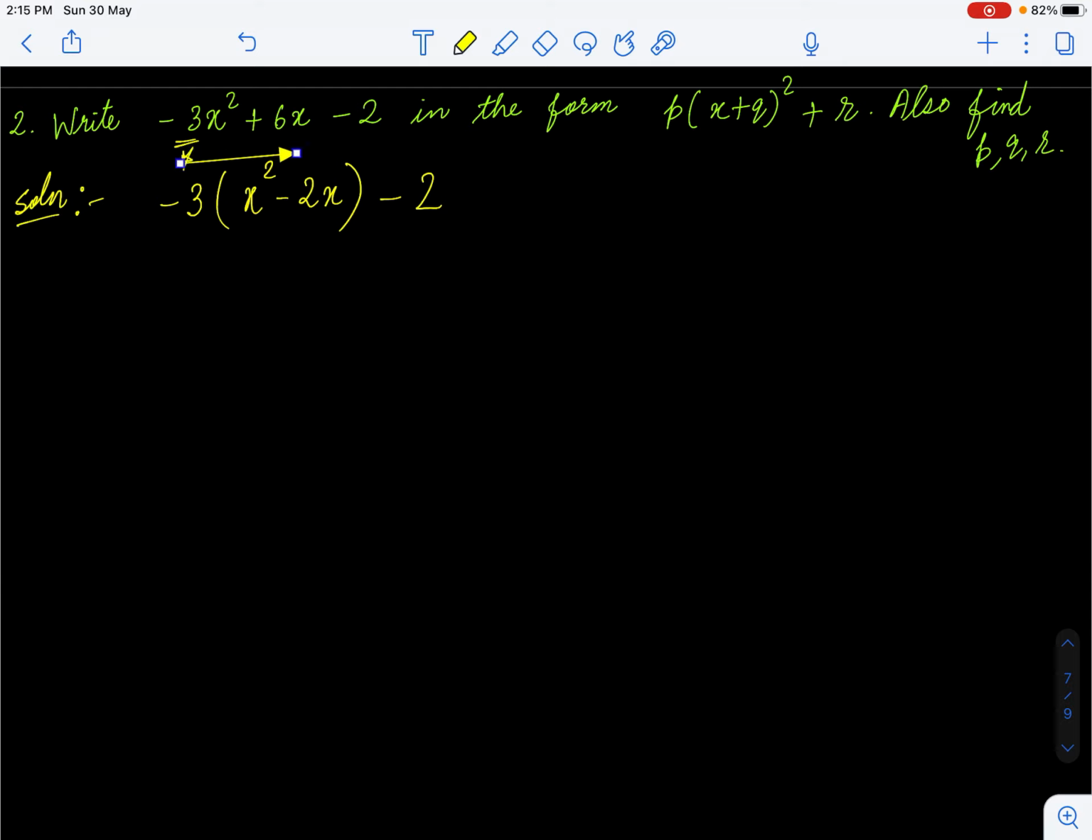Here what is left is x square, and here what is left is minus 2. Okay, and the second way to understand this is, when you multiply this minus 3 inside the brackets, you should get the same expression. So minus 3x square, minus 3 into minus 2 is plus 6. So we are getting the same expression.